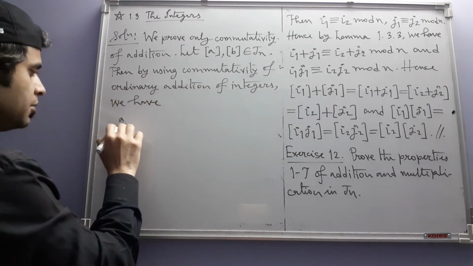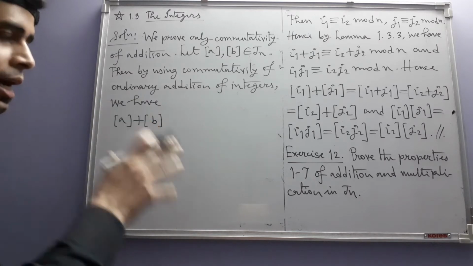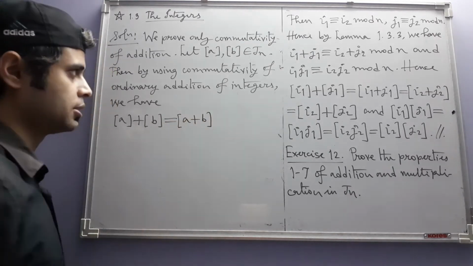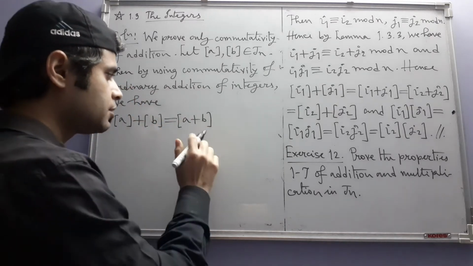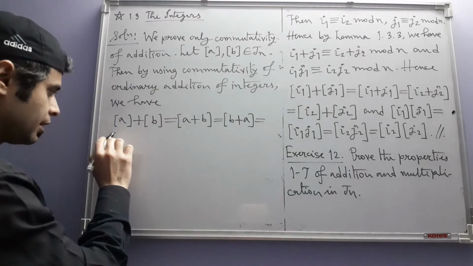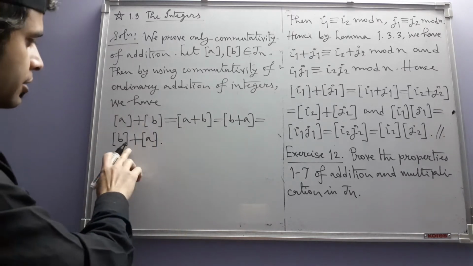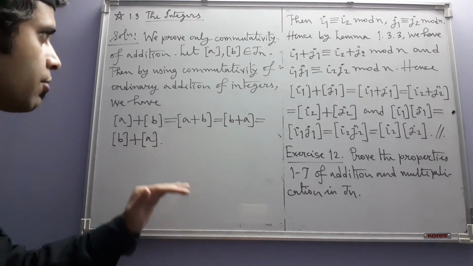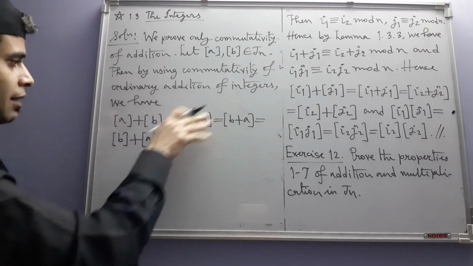okay, what do we mean by this? So we want to show that congruence class A plus congruence class B is equal to congruence class B plus congruence class A. By definition, this is equal to this congruence class. Now I already know that ordinary addition of integers is commutative. So in place of A plus B, I can write B plus A. And then using the definition of addition in Jn, I can write like this. So that gives me the fact that this addition in Jn is also commutative. Similarly, you can see that all the other properties follow from the corresponding laws of ordinary integers. That's why we have proved only this one.